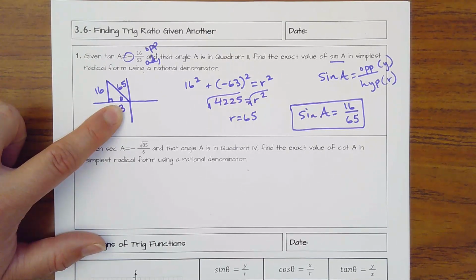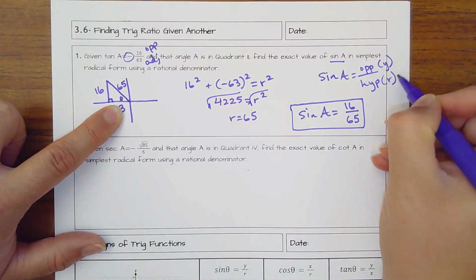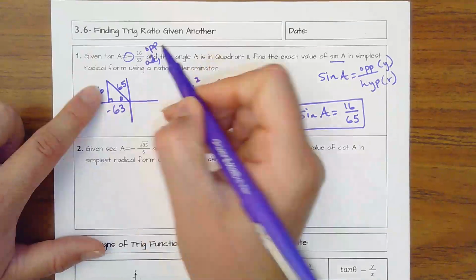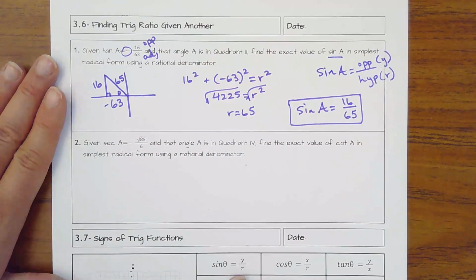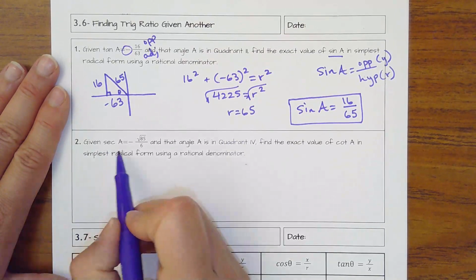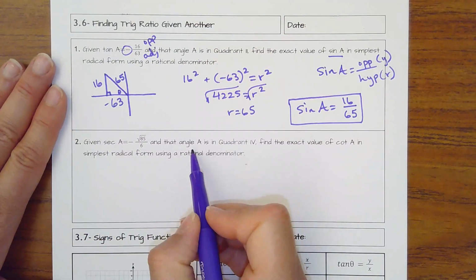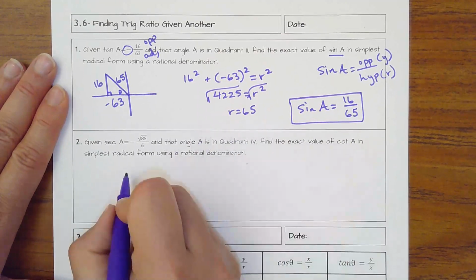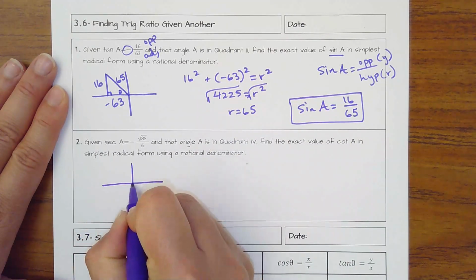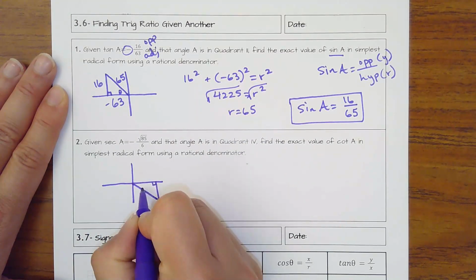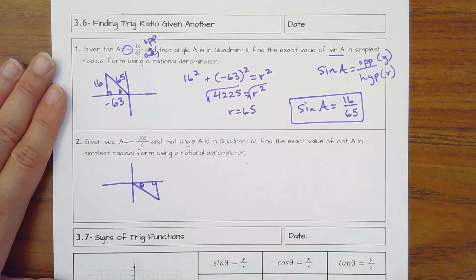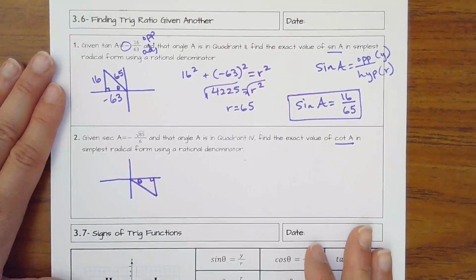The other way you could have done this is knowing this is y over r, and knowing this is your y, and then just knowing that you're trying to find your radius. But again, a picture might help you. So number 2, we're given a secant ratio. We're in quadrant 4, so that would be down here. So here's your 90, here's your angle. Find the exact value of cotangent of A.